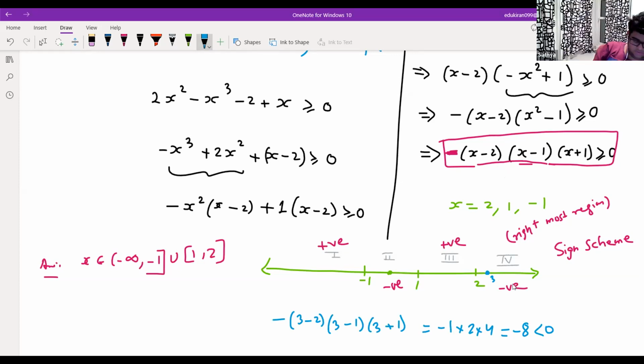We took a random point from that region. Similarly, if you want to take some point from this region, you can take any point like 1.5, put it there. You will see that the value will come out to be positive. But we won't waste time in that. We know the method that the rightmost region will have the sign of the coefficient, and then alternately it will change sign. If the power is odd, so power is odd here, everyone, 1, 1, 1.